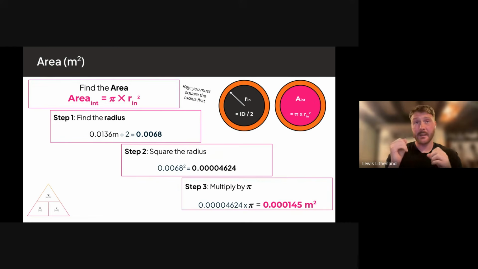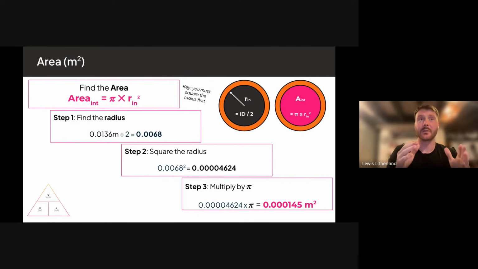In step 3, you've got your radius squared of your internal diameter, and now all you're going to do is multiply that by pi, and that is now our internal area of our pipework at that point. Key point: it's in meters squared, it's not in millimeters at this stage. Hopefully everyone's okay with that.